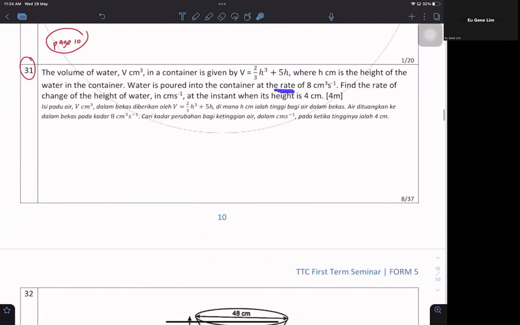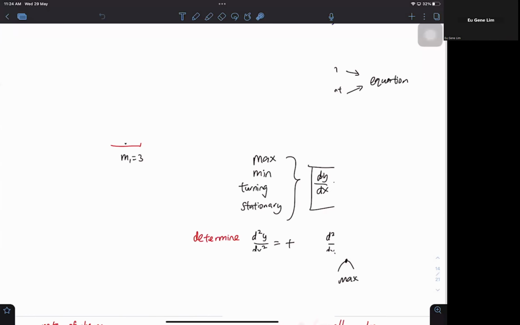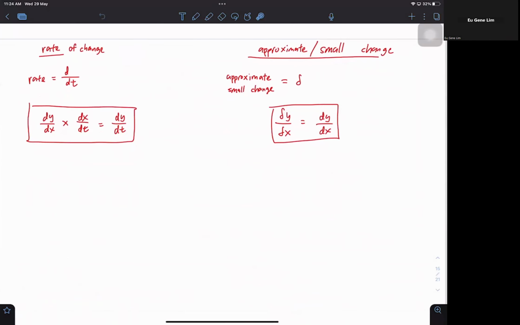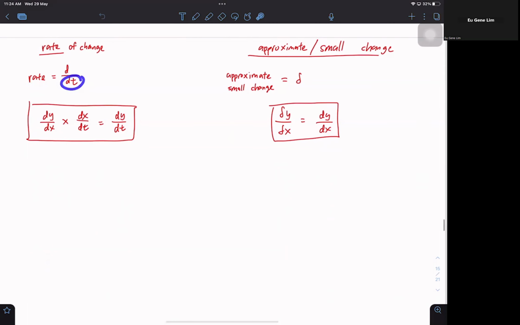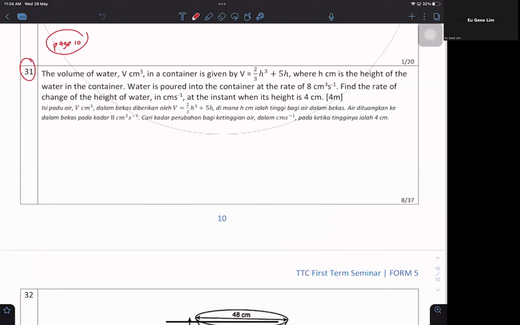Rate means what? Just now I showed you already. Show you again. Rate means dt. And then dt always at the bottom. Understand? Keep that in mind. Rate is dt, dt always at the bottom. Okay, let's read the question first.